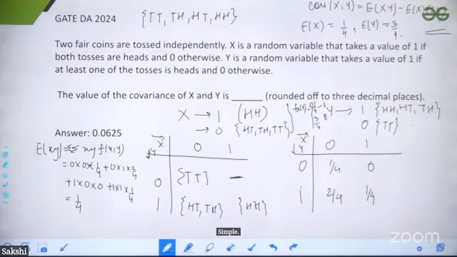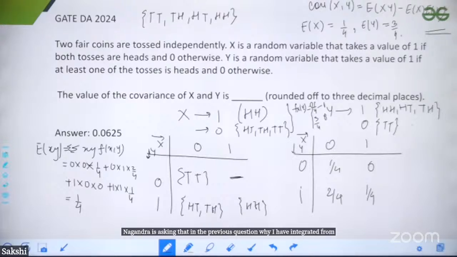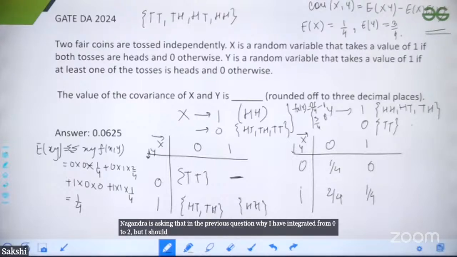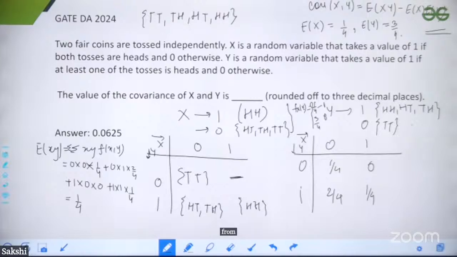Right, right. Nagendra is asking that in the previous question, why I have integrated from 0 to 2, but I should integrate from 0 to x.